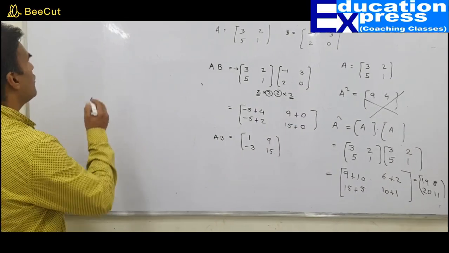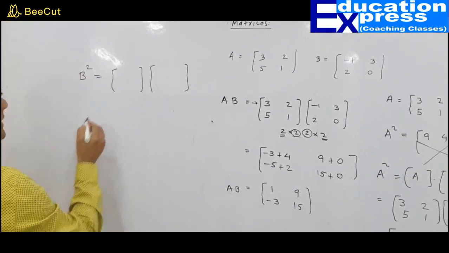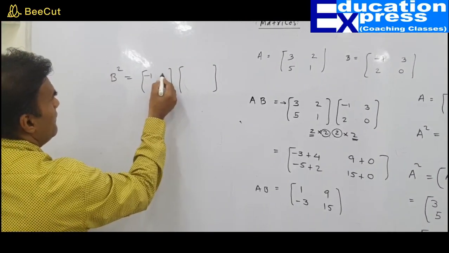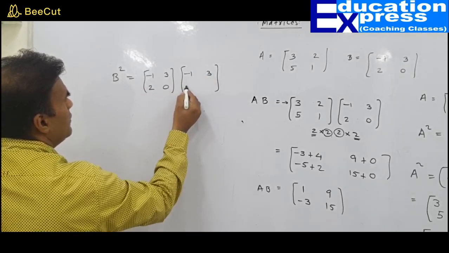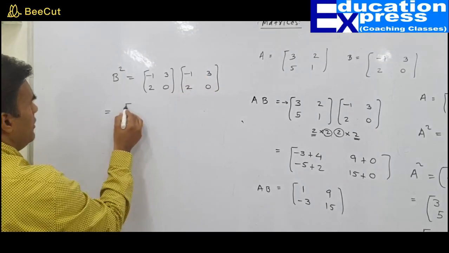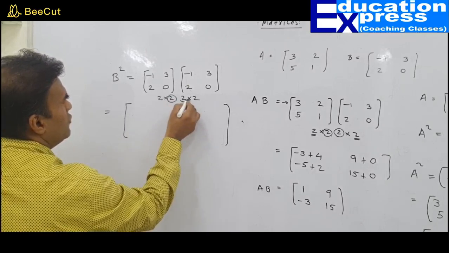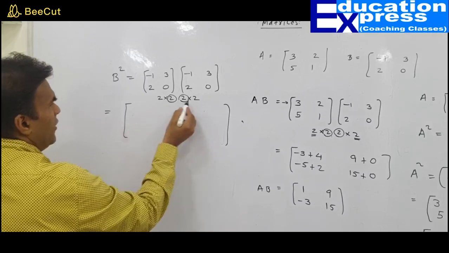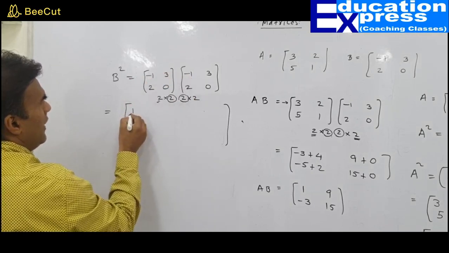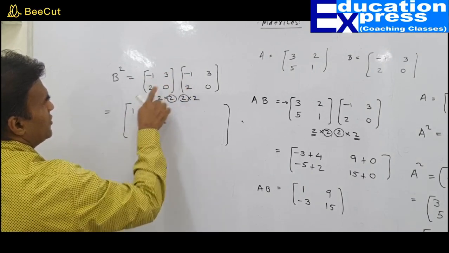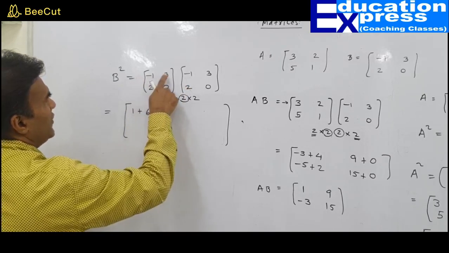In case you wish to find out the value of B square, it will be B multiplied by B. What is matrix B? [-1, 3; 2, 0] times [-1, 3; 2, 0]. How do you go about it? Sir, the order is 2 into 2, 2 into 2. These two are the same. Therefore, the resulting order would be 2 into 2. Let's go about it. Row: minus 1 into minus 1, 1, plus 3 into 2 is 6. Absolutely right.